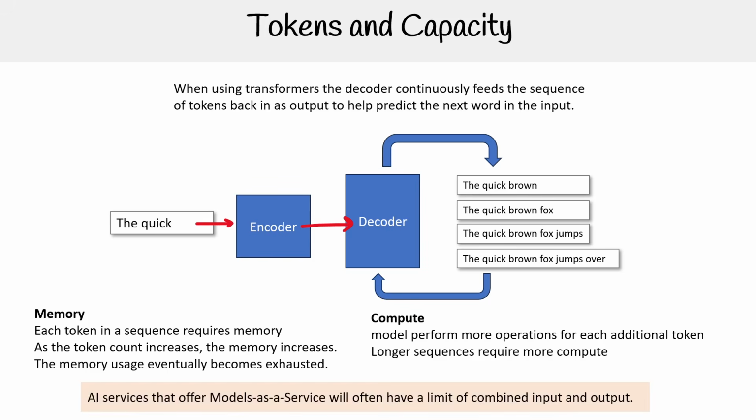So a lot of AI services that offer models as a service will often have a limit, a combined input and output, because it really has to do with the length of the sequence. So if you have a huge input, then you're not going to be able to generate a lot of words because you're going to hit that sequence token limit a lot quicker. So hopefully that makes it very clear about how memory and compute are intertwined with tokens.